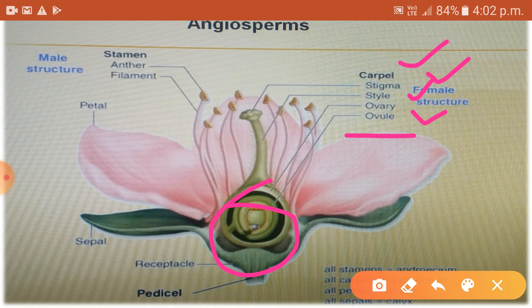I hope you have understood. So let's continue with the next session, the structure of an ovule and how it forms into a seed. So let me stop here.